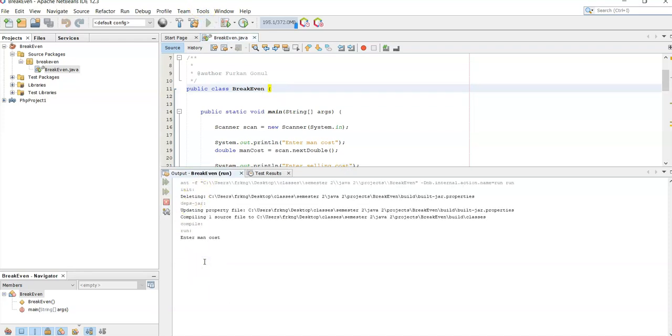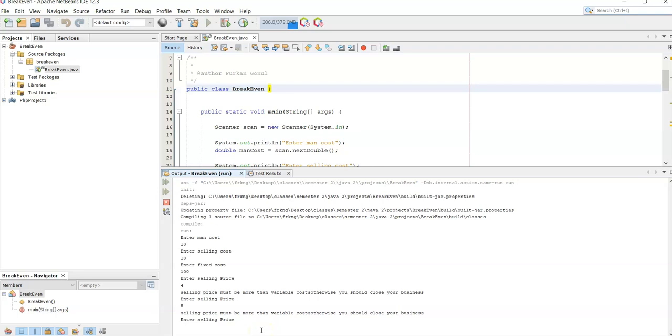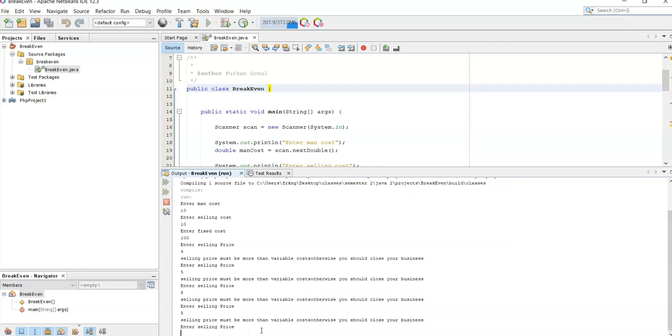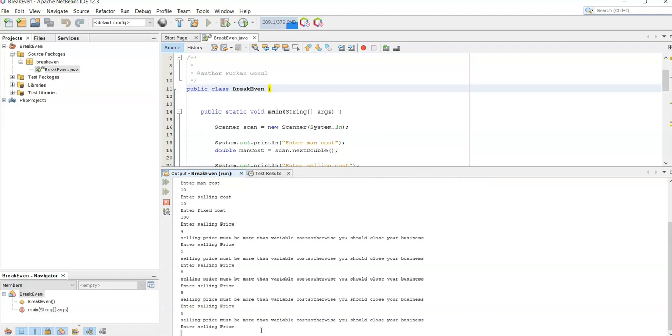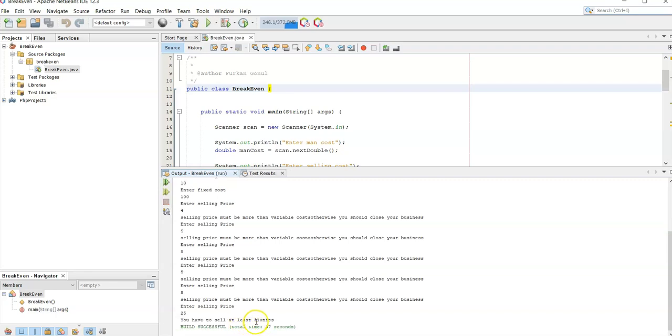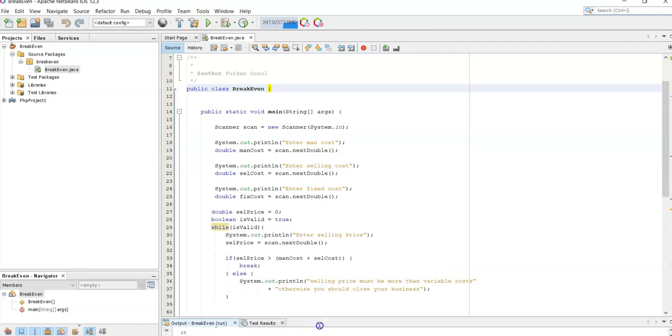Okay, now manufacturer cost is $10, selling cost is $10, fixed cost is $100, and selling price is, let's say, $4. Okay, selling price must be more than variable costs. Otherwise you should close your business. And enter selling price again. Let's say 5 again. This loop is working until you enter a valid input. Let's say then 25. You have to sell at least 21 units. Okay, guys, the program works perfectly.